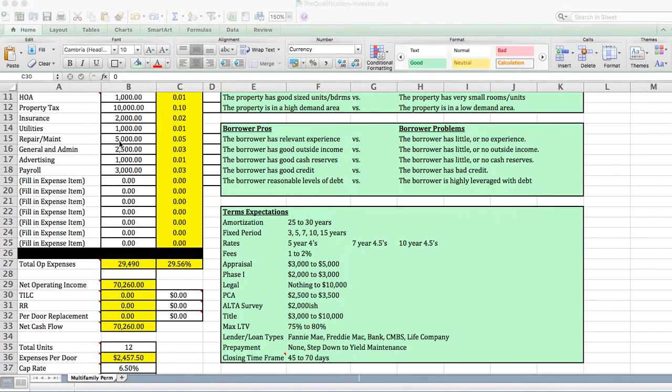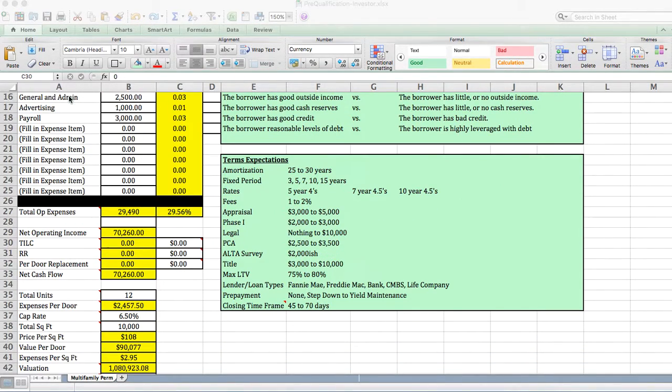regular ongoing deferred maintenance is what this category will be, versus an all-out repair could be a whole HVAC unit or repairing the roof or redoing the parking. That's more of a capital expenditure item that will go down below the net operating income.